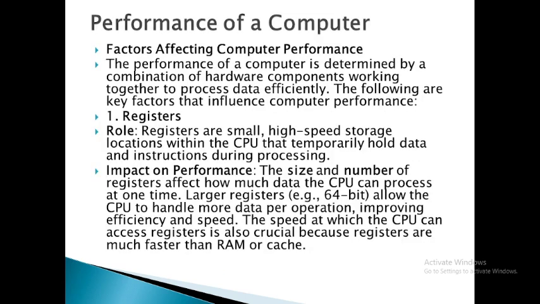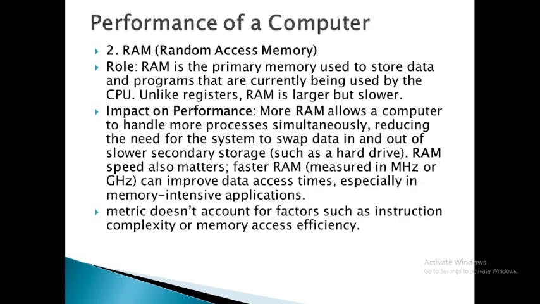Now, the performance of the computer, we're going to look at the factors affecting the computer performance. The major ones are the registers. That means that the size and number of registers affect how much data the CPU can process at a time. Meaning, the larger the registers, the faster the speed of the computer.